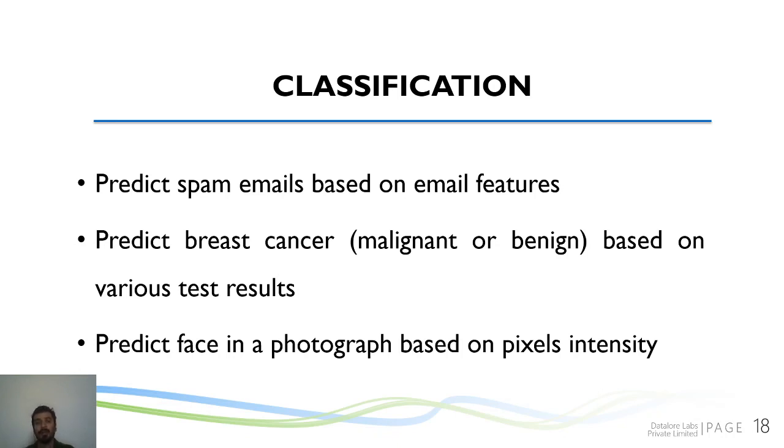Both regression and classification are called supervised learning, because we actually know the output well in advance. And when we train the model, we use that information to train the model.